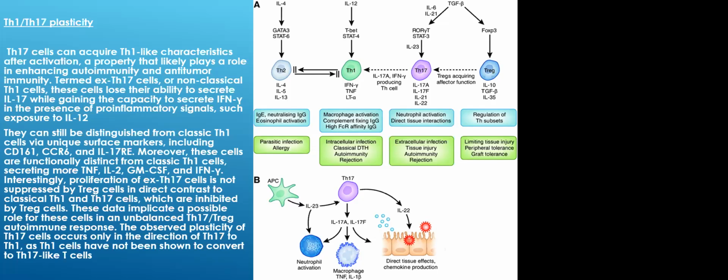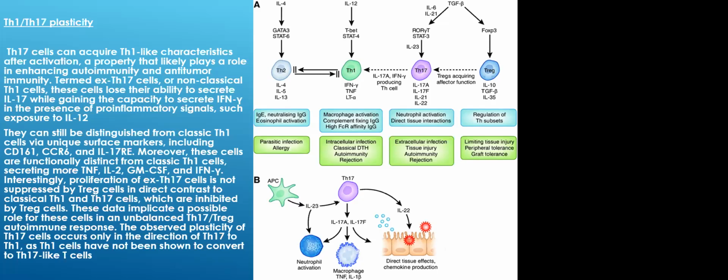So Th17 cells can acquire Th1-like characteristics after activation, a property that likely plays a role in enhancing autoimmunity and anti-tumor immunity. So it's good that we can use this to kill cancer, but it's bad in autoimmune disease, because it makes the autoimmune disease hard to treat. These cells lose their ability to secrete interleukin-17 while gaining the capacity to secrete interferon gamma.